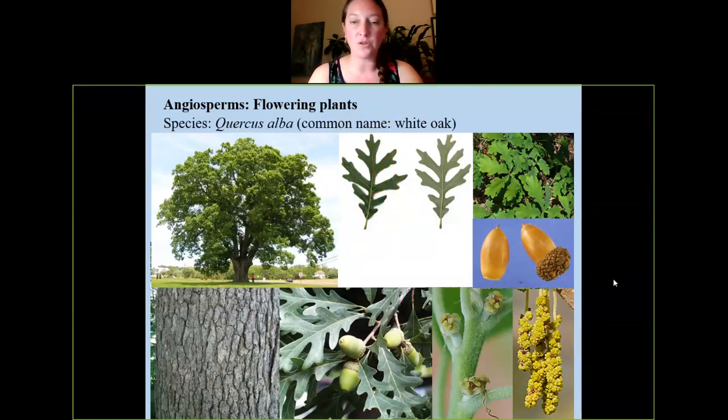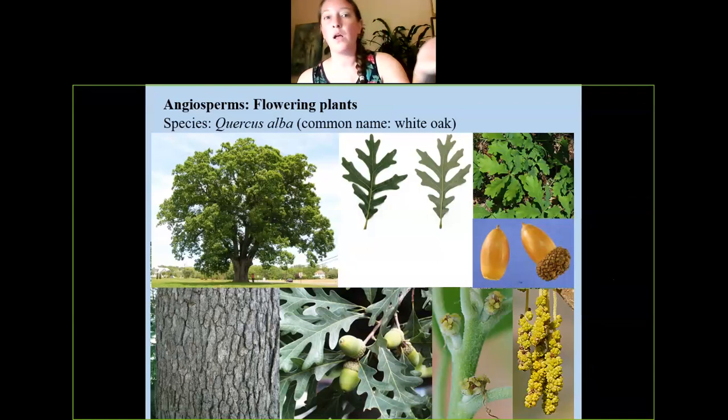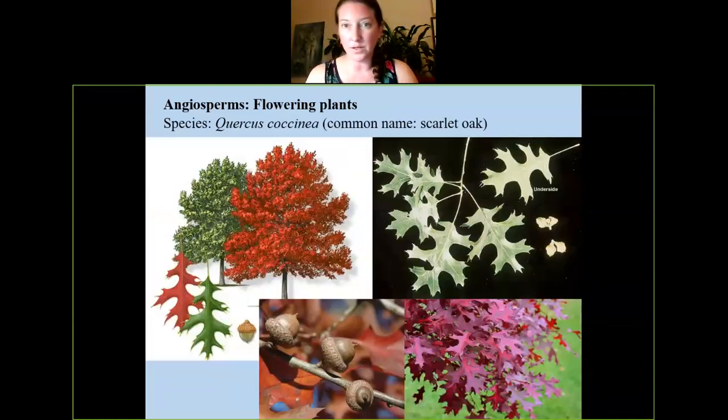As opposed to, and these are deciduous, right? As opposed to another Quercus, right? Quercus is oak. Quercus coccinea, or scarlet oak. Similar leaf shape, except they are pokey. See how pokey at the tips?